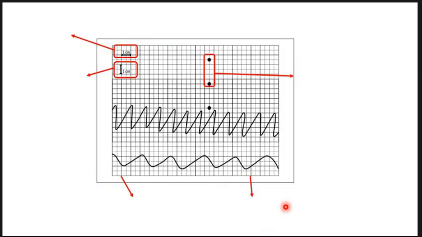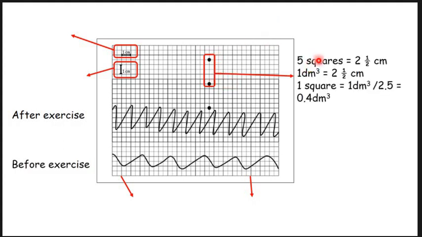So first things first, let's sort out what it all means. As I said, we've got after exercise here, and before exercise here. Now, this bit here tells us 5 squares is 2.5 centimetres. We know, because it told us in the stem, that between that dot and that dot they added a decimetre cubed of air. So 1 decimetre cubed is equal to 2.5 centimetres. That means for one of those squares going vertically up, you do 1 decimetre cubed divided by 2.5. So each little square going up represents 0.4 of a decimetre cubed. Okay, happy I did that?